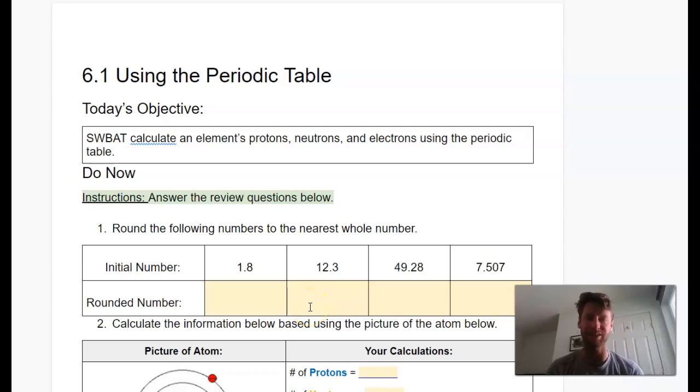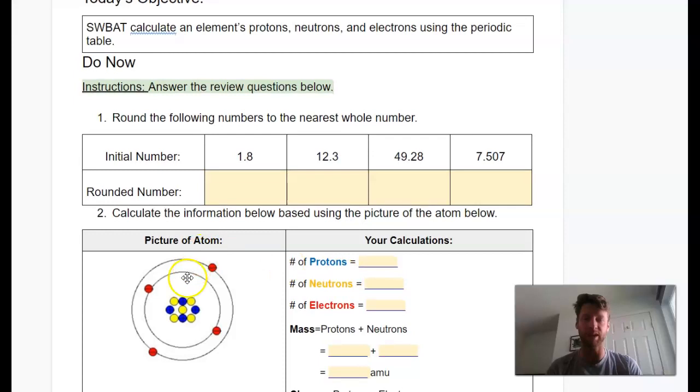Today we have 6.1. This week you only have 2 modules. We're going to keep it to 2 modules for the next 2 weeks as we close out eSchool. Today's objective is to calculate an element's protons, neutrons, and electrons using the periodic table. We started with a review of rounding, which we'll start with, and then we went back and looked at atomic models because today we're going to be actually using the periodic table instead of just looking at models of atoms.